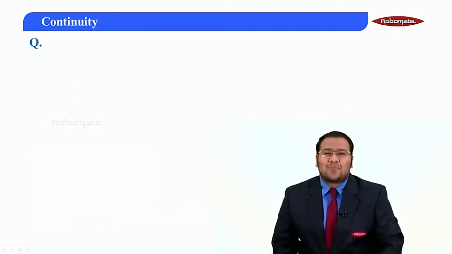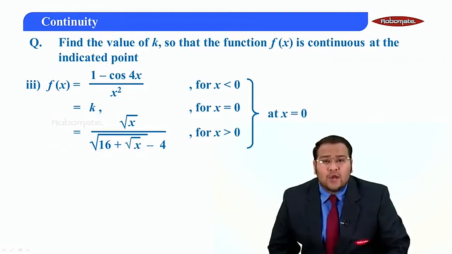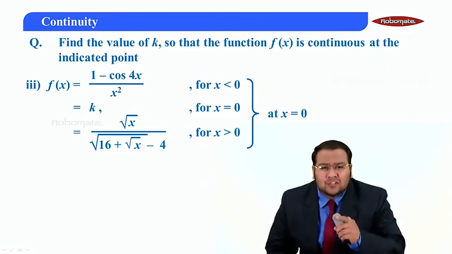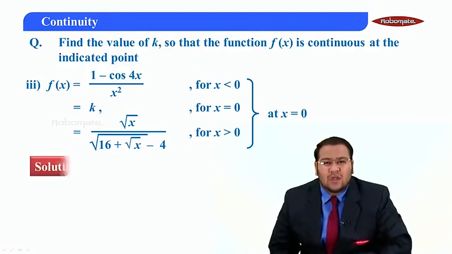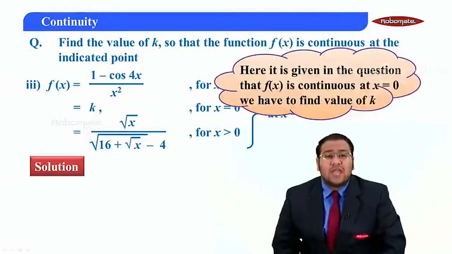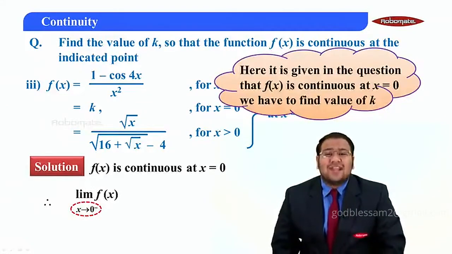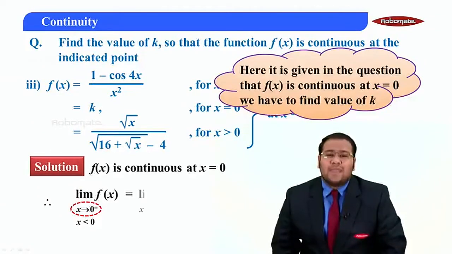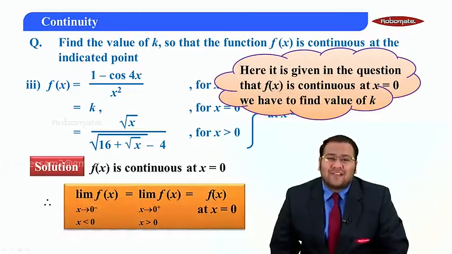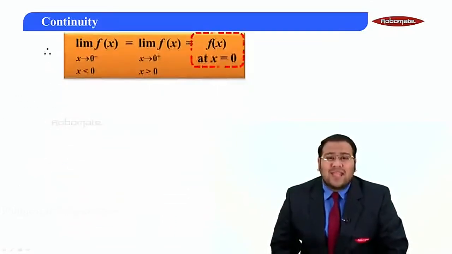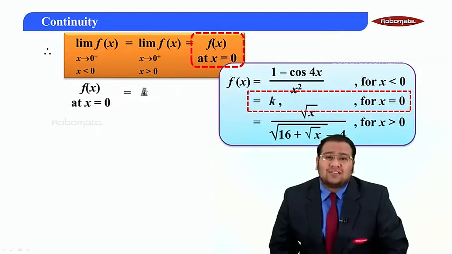Moving ahead with the next problem. What does it say? Find the value of k so that the function is continuous at an indicated point. Students, mark this point, very important. They have already said that the function is continuous. I can say if a function is continuous, the equation is already satisfied. Which equation? Limit x is tending towards 0 minus f of x should be equal to limit x is tending towards 0 plus f of x should be equal to f of x at x equal to 0.